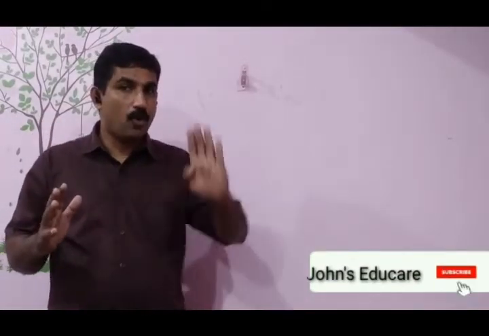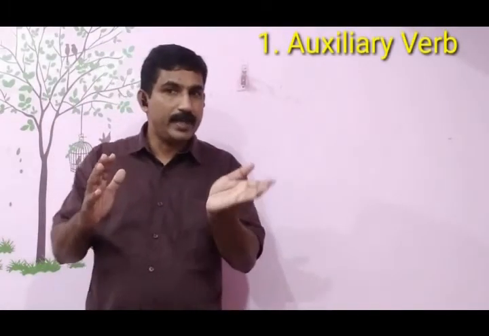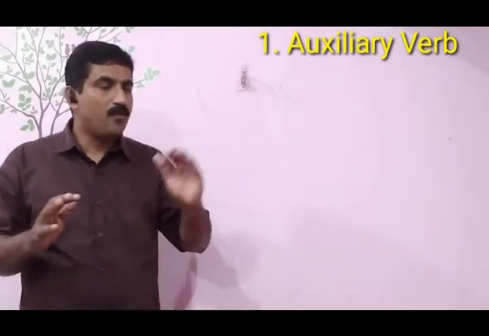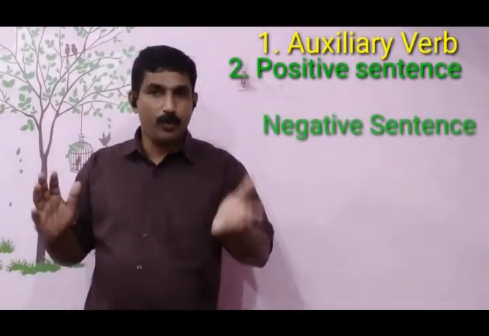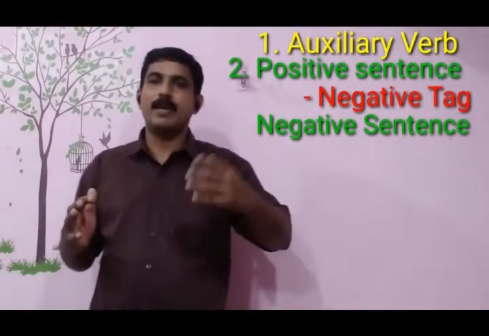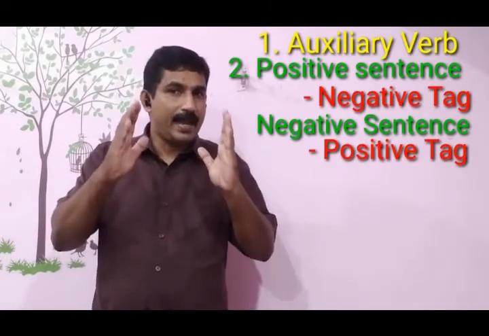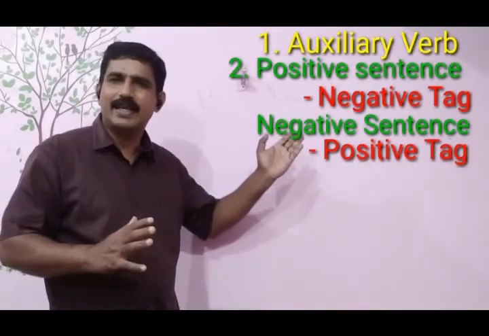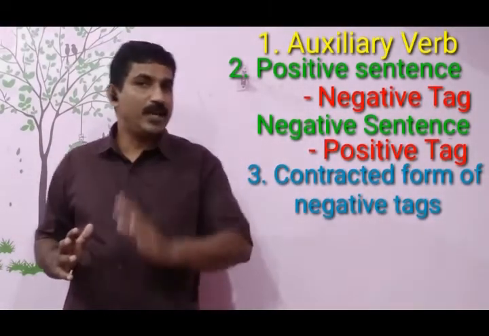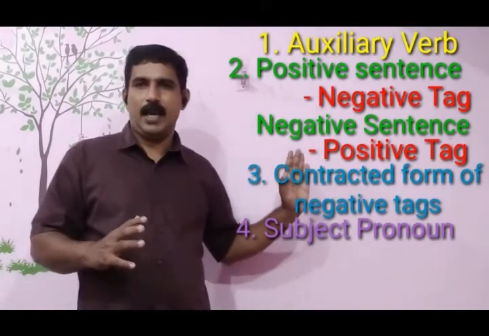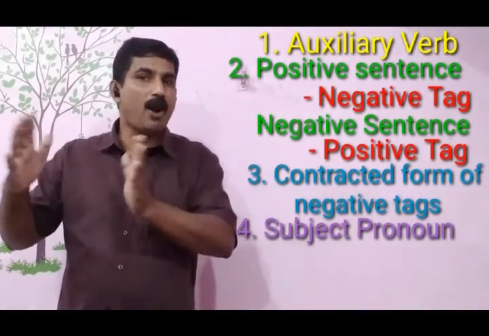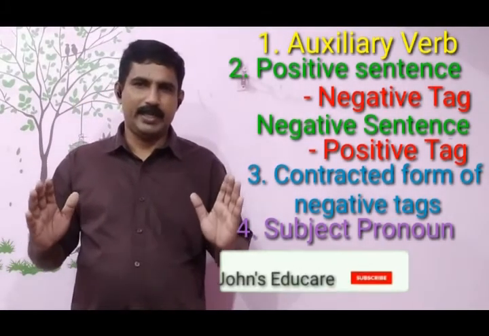Now we can have a quick recap of what we have been saying so far. We have been discussing question tags. The four important things to be remembered are: first, we have to find out the auxiliary verb used and take it out. Again, we have to check whether the sentence is positive or negative. If it is a positive sentence, you make a negative tag. If it is a negative sentence, you make a positive tag. The third one is, if we have a negative tag, we may use it in its contracted form. And the last one is, we have to consider the subject and we use its subject pronoun in the question tag.